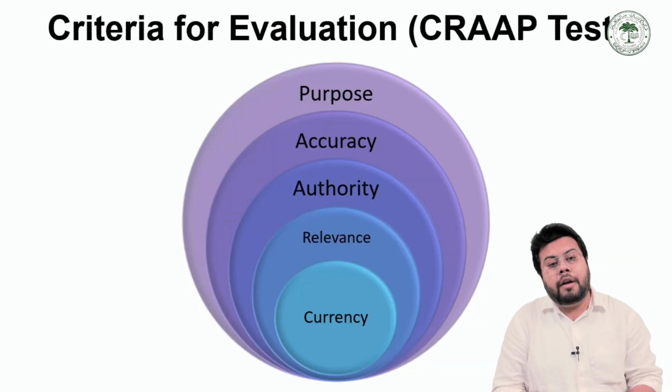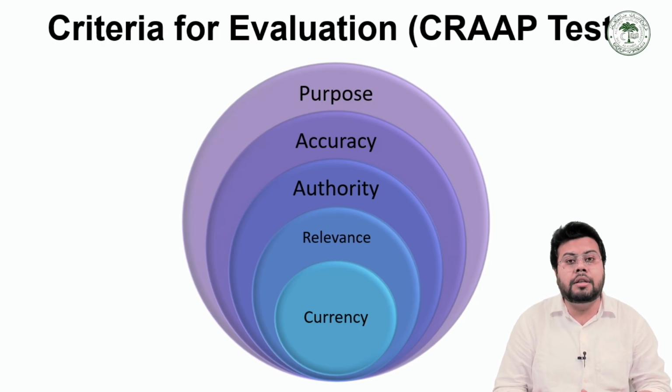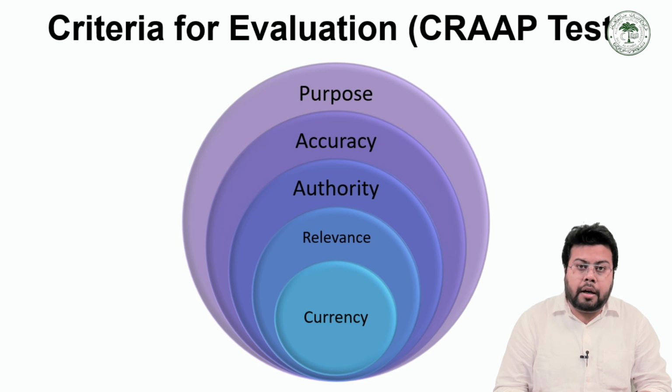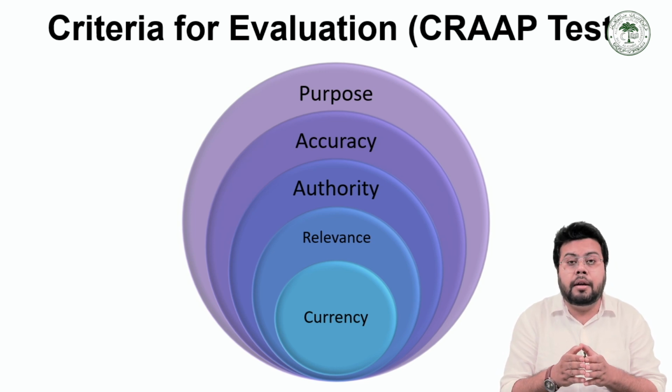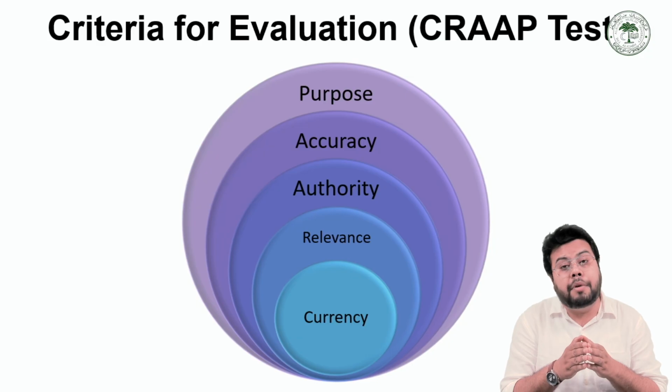Now, criteria for evaluation, which is also known as the CRAP test, an acronym that we generally use for the criteria for evaluation. For our learners, there is just a minor takeaway. An acronym is simply when you have an expression, take the initials of that expression, and use them as a word. So here we have the acronym CRAP test, which gives us currency, relevance, authority, accuracy, and purpose.